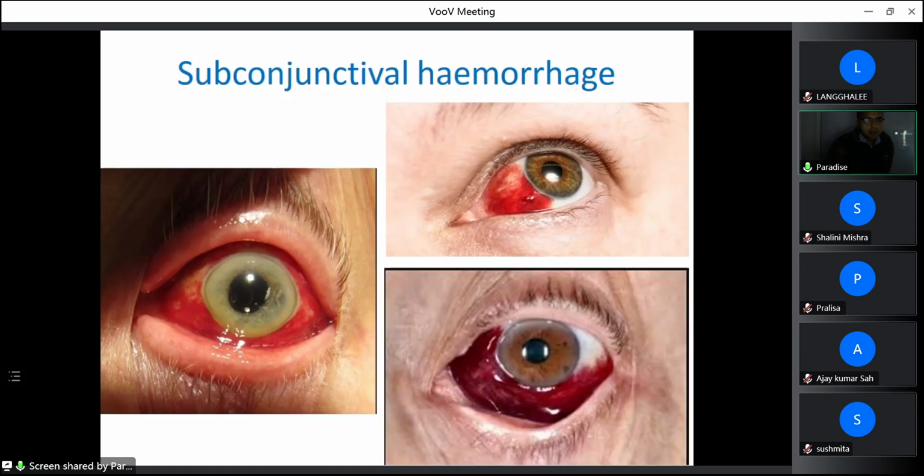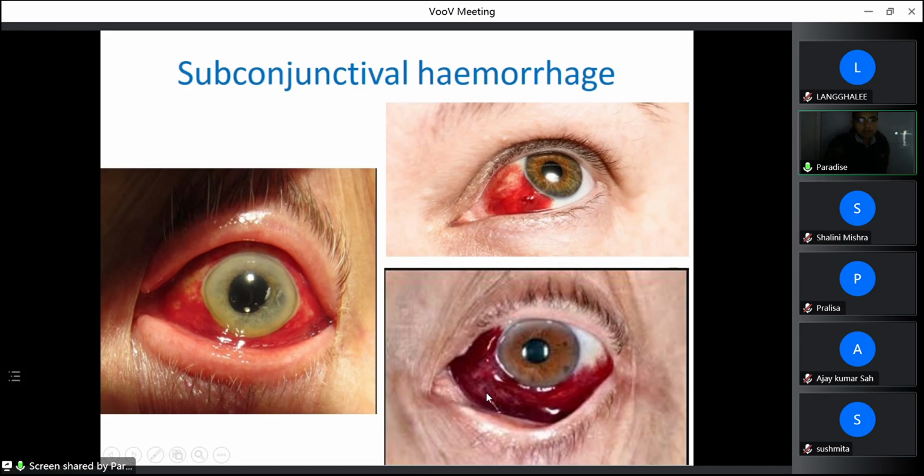Next clinical feature can be subconjunctival hemorrhage. Subconjunctival hemorrhage means the blood accumulates within the conjunctiva. As you can see, the blood is accumulated within the conjunctiva, outside the sclera, which is present just below the conjunctiva. So the whole of the eye will appear as a bright red color. These are also one of the features of ZMC fracture.